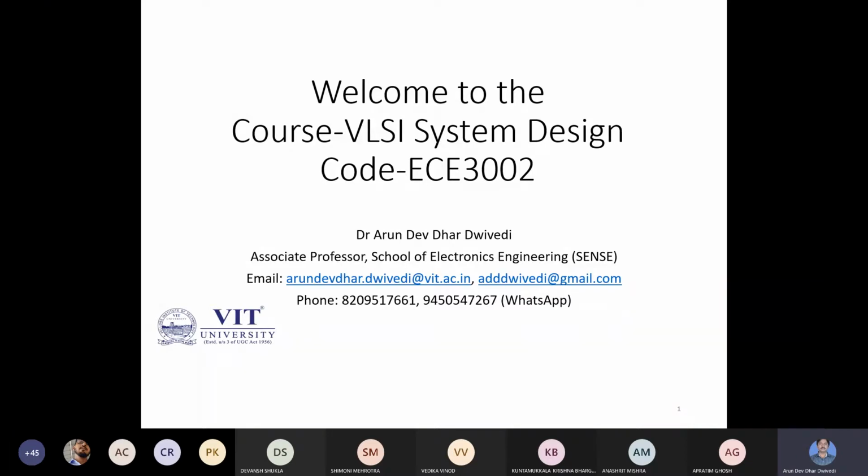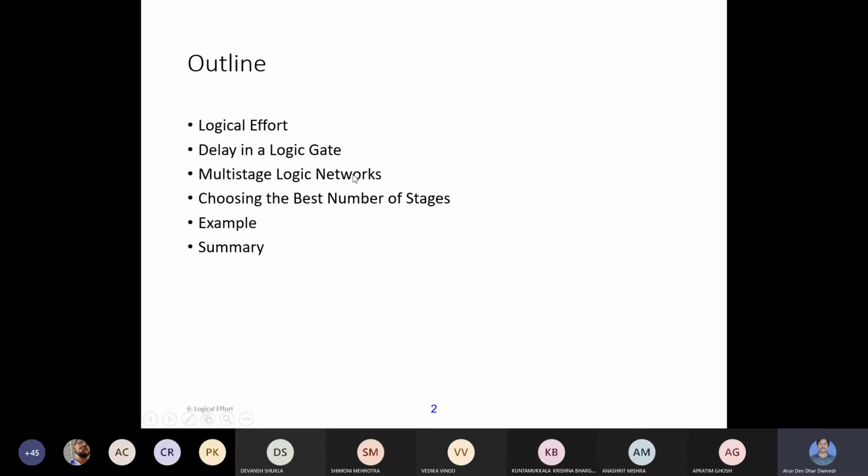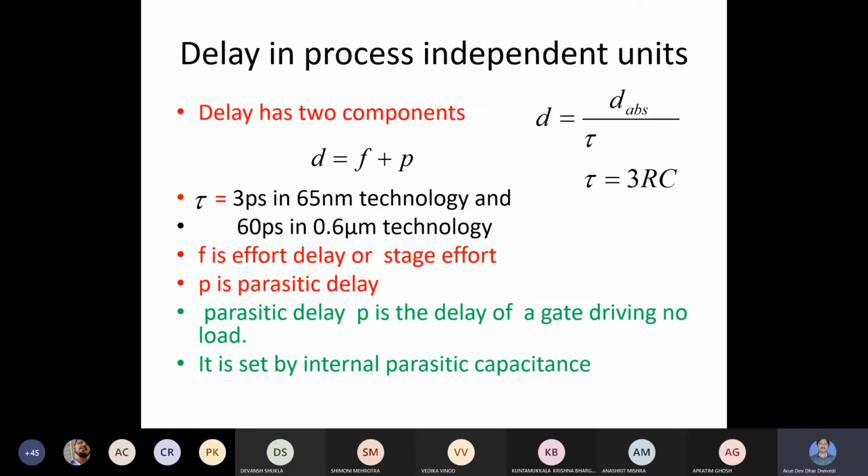Another topic in this unit is logical effort, and how to calculate for single stage and multi stage. So let us move forward. We will discuss logical effort, delay in logic gates, multi-stage logical networks, and then how to calculate and choose the best number of stages. So various things will be there. Delay in process independent units: this delay is defined as d equals d absolute divided by tau. Tau is 3 RC.